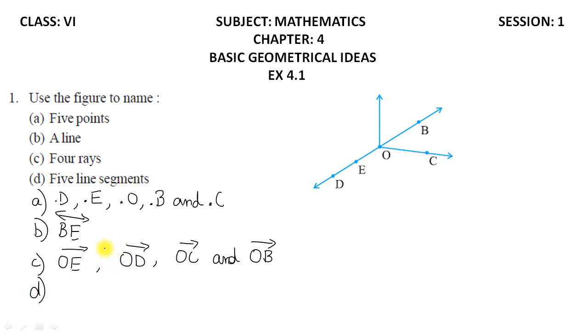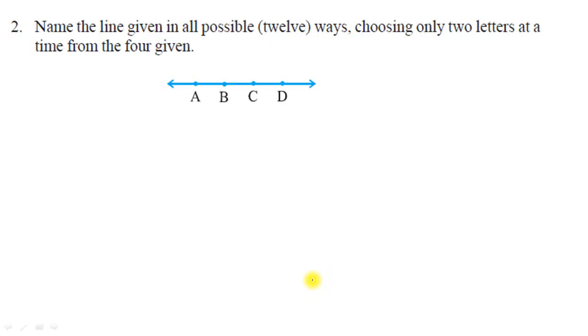Now let's see the D part where you need to mention the 5 line segments. So the 5 line segments can be DE, OE, BO or OB you want to write, OC and BE. These are the 5 line segments. Now let's see the question number 2.